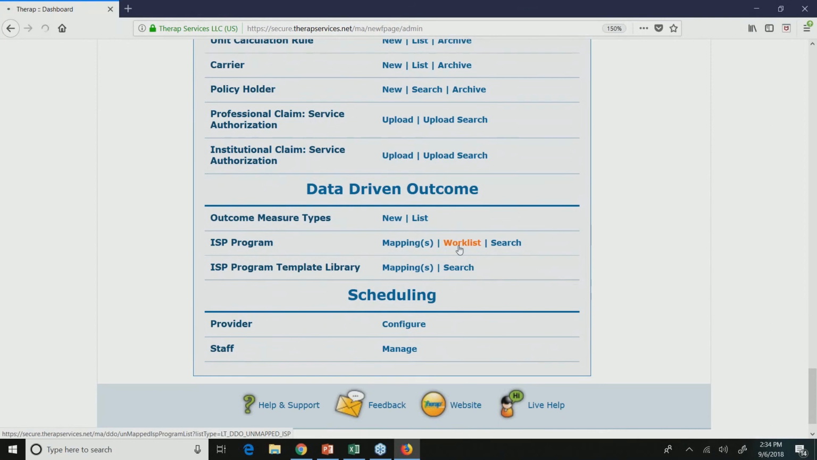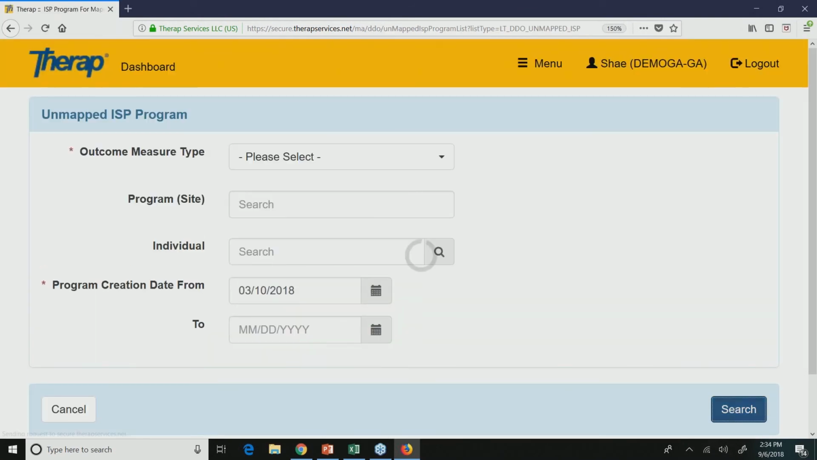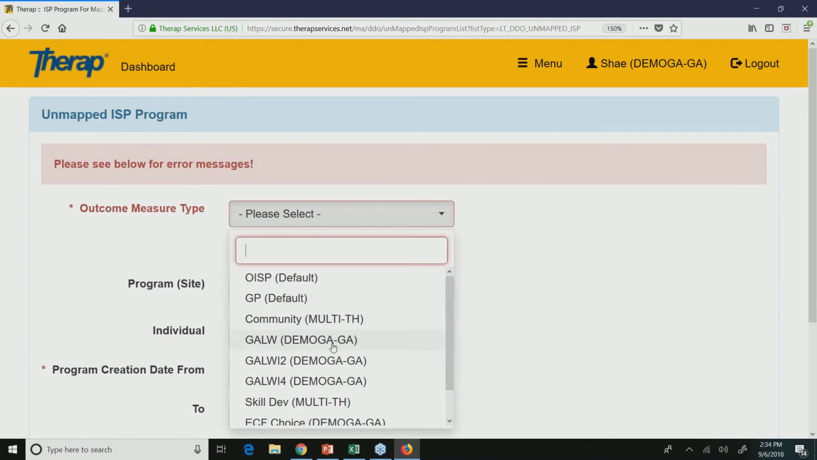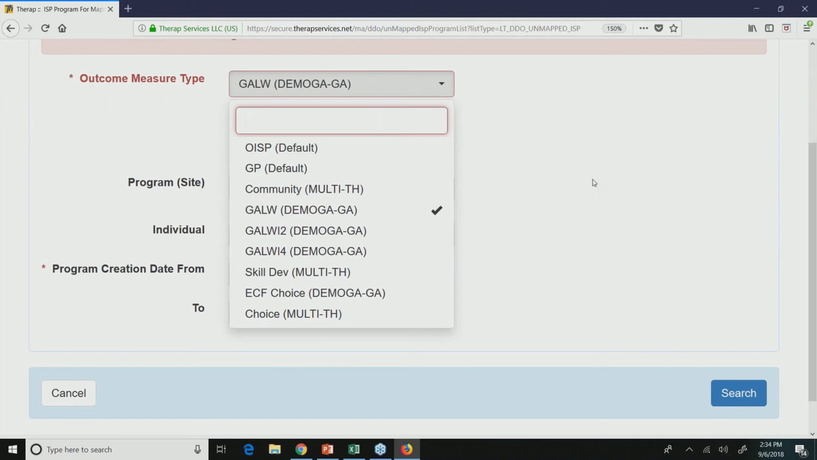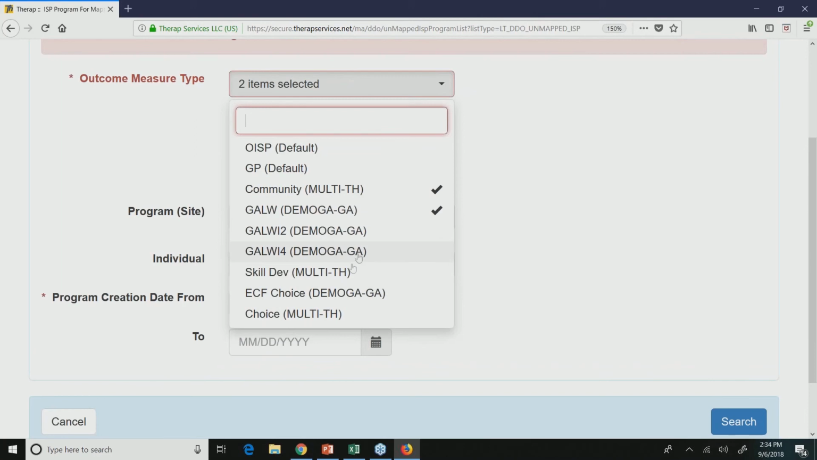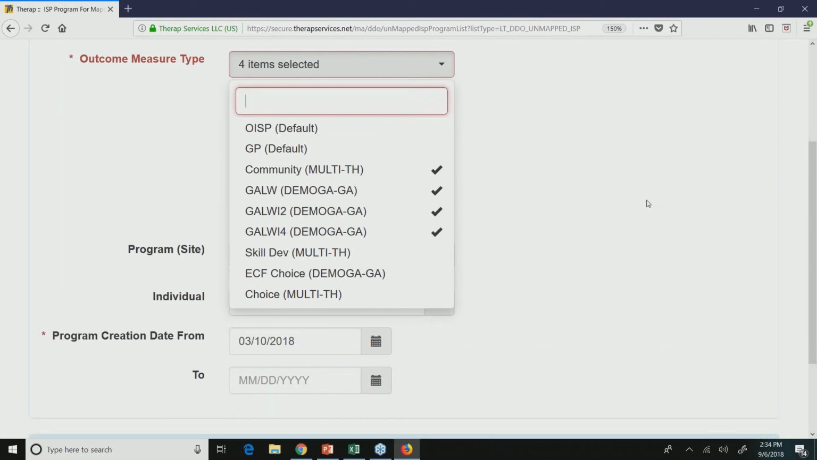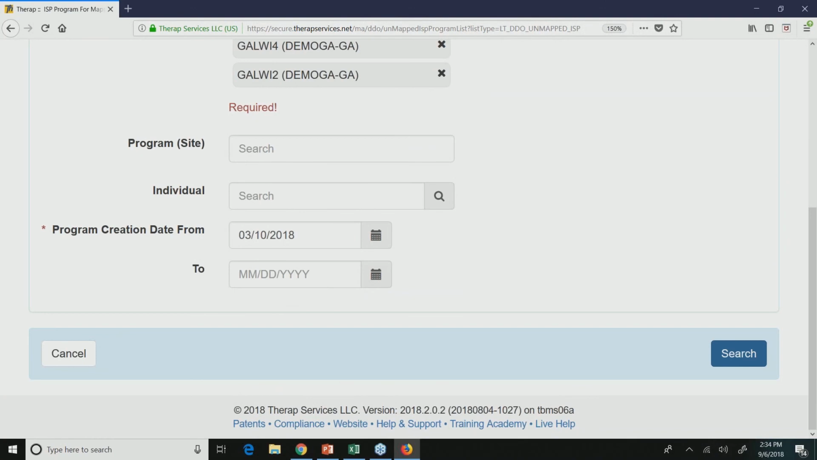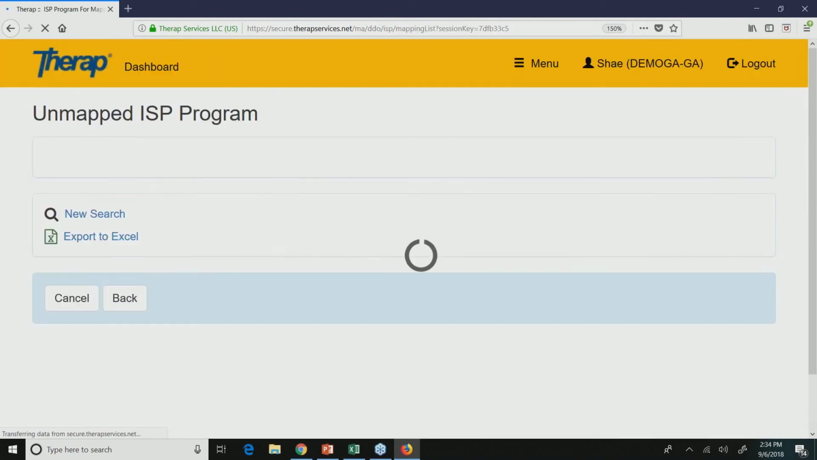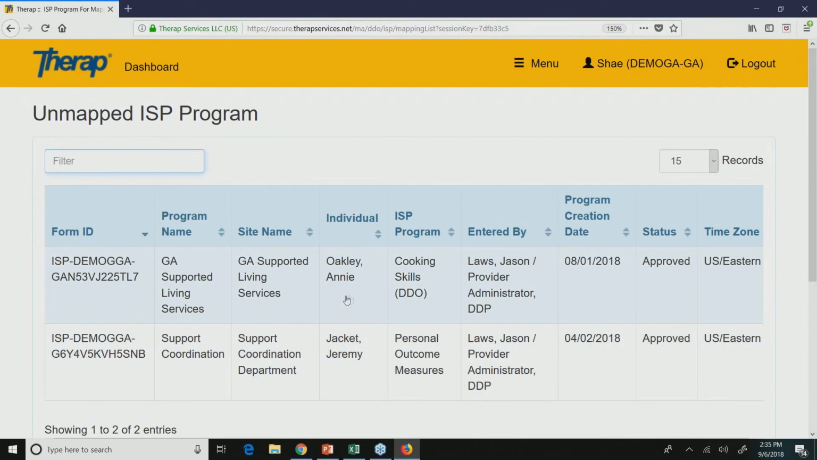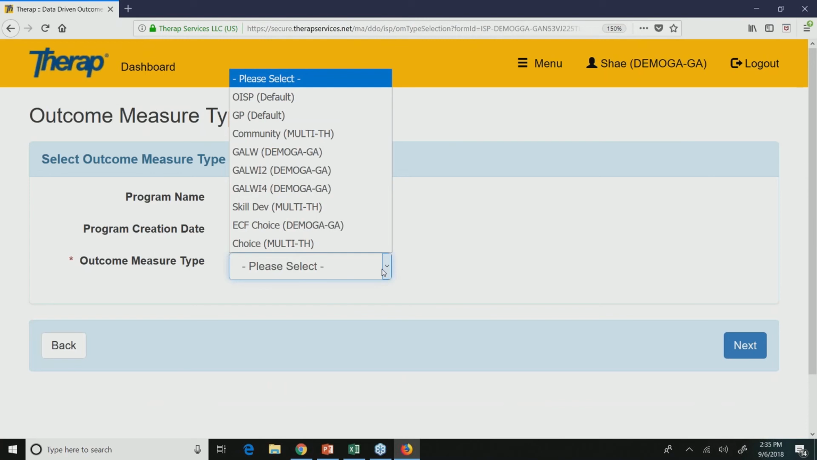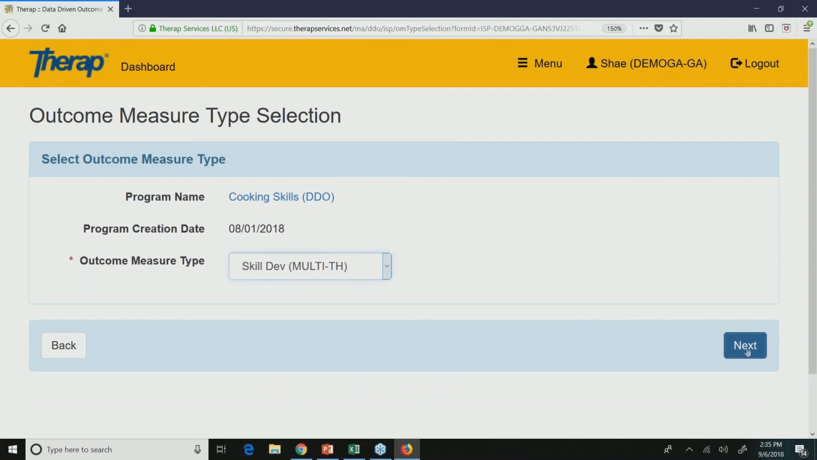So let's see. Let's go for here. Actually. All right, so I'm going to choose Annie Oakley, her cooking skill, and let's say that I want to map that over to skill development. Okay.